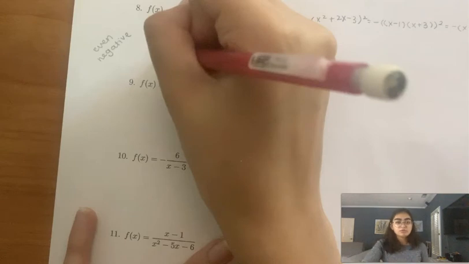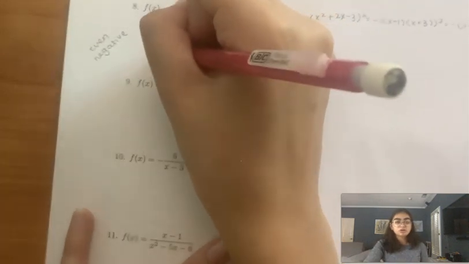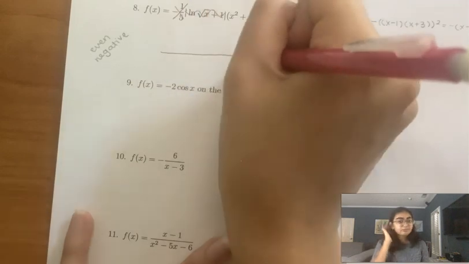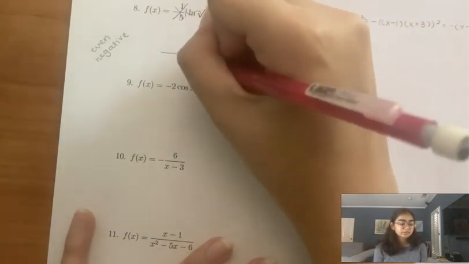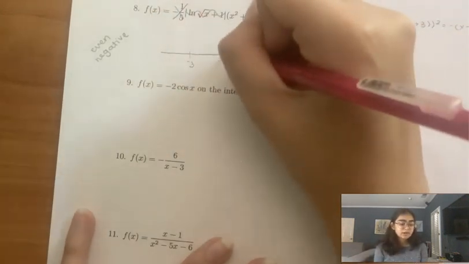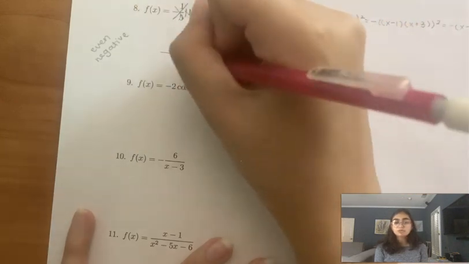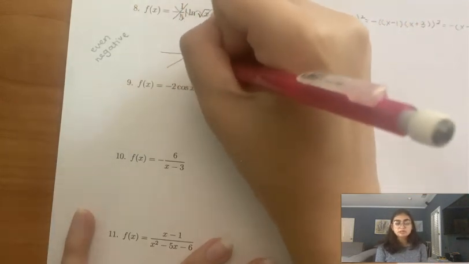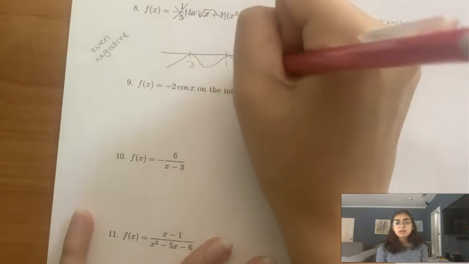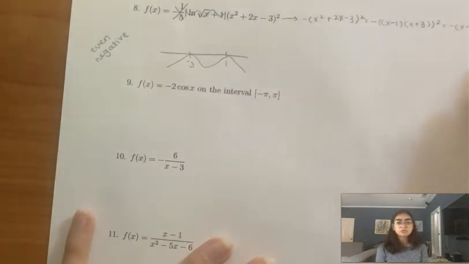And now we're just going to mark our number line here. And since both of our factors are squared, they have exponents that are even, we're going to bounce at both of the zeros. We're not going to go through the number line at all this time.